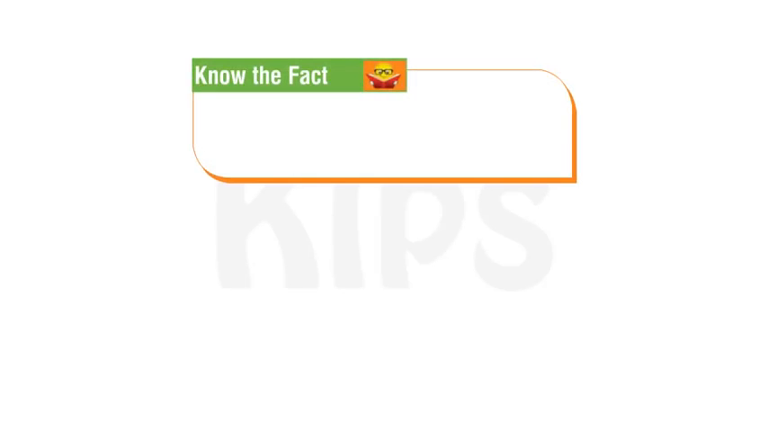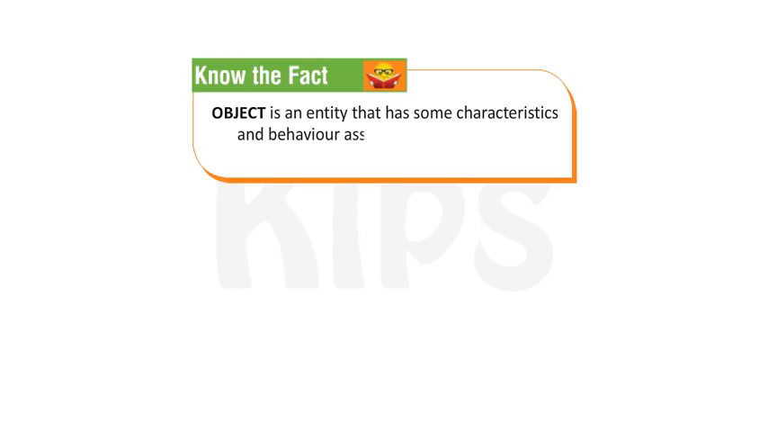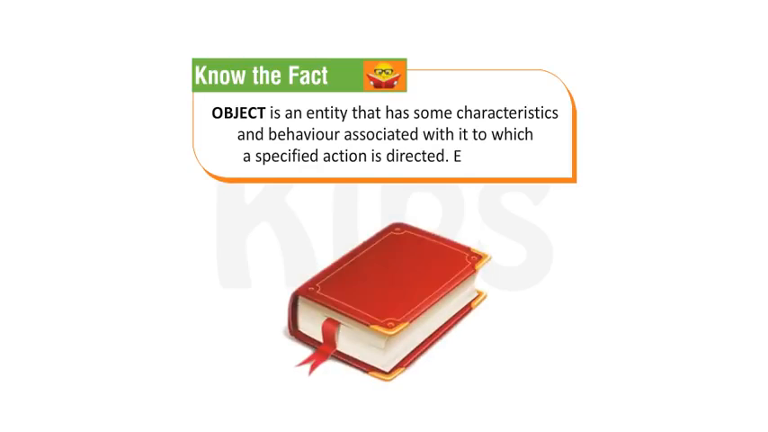Students know the fact that an object is an entity that has some characteristics and behavior associated with it, to which a specified action is directed. Example, book.